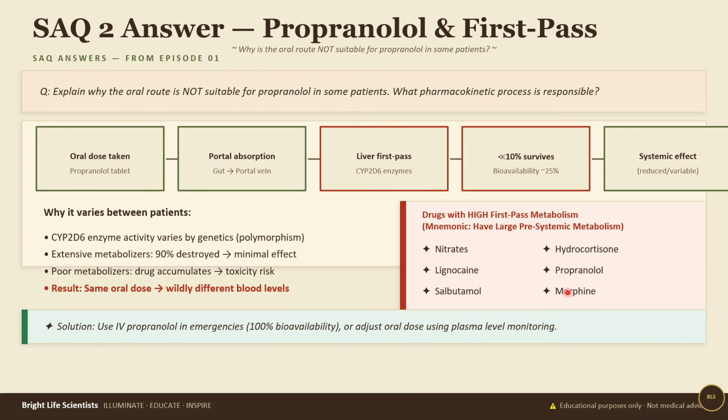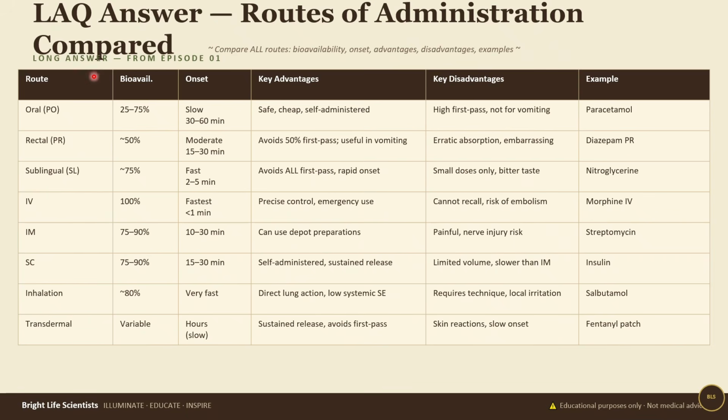The clinical solution: use IV propranolol in emergencies. 100% bioavailability in this case bypasses the liver completely. Or adjust the oral dose using plasma level monitoring. For our long answer question that asked you to compare all routes, by the way, it's important that you screenshot this table. It appears in every pharmacology exam.